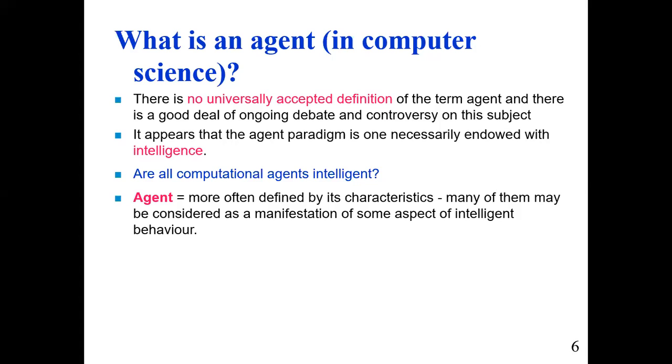So, are all computational agents intelligent? It appears that the agent paradigm is one necessarily endowed with intelligence. But are all computational agents intelligent or not? Some researchers and professors say that when we talk about an agent, it must be intelligent. Other opinions say an agent can be intelligent, or it can be just a normal agent, not intelligent. An agent is more often defined by its characteristics, many of which may be considered a manifestation of some aspect of intelligent behavior. It means that at least the agent has some aspect or characteristic of intelligent behavior, not just like a normal system. That's why it comes under artificial intelligence.